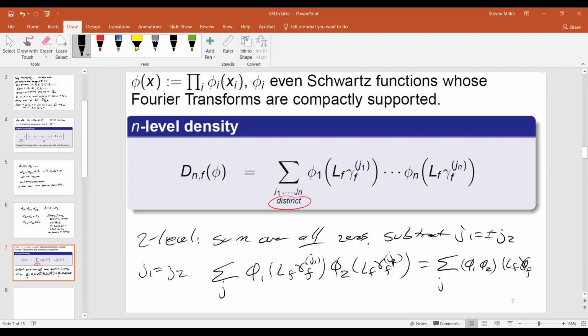Gamma f of j1, which is a one-level density. So we can extend the sum to being over all zeros, and then we basically subtract a one-level density, not with test function phi 1, but with test function phi 1, phi 2. So it's not a big deal to have something like this.